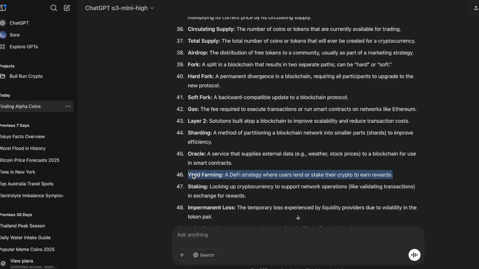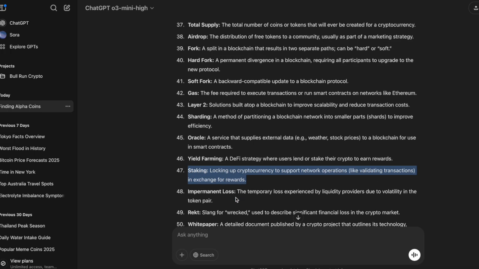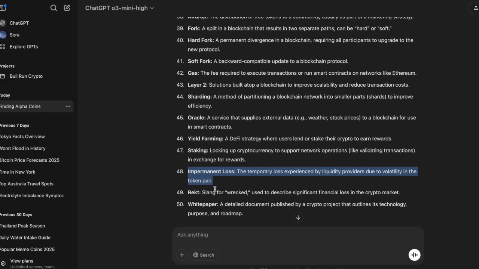Yield farming. Yield farming is a DeFi strategy where users lend or stake their crypto to earn rewards. Staking, locking up cryptocurrency to support network operations like validating transactions in exchange for rewards. Impermanent loss, the temporary loss experienced by liquidity providers due to volatility in the token pair.